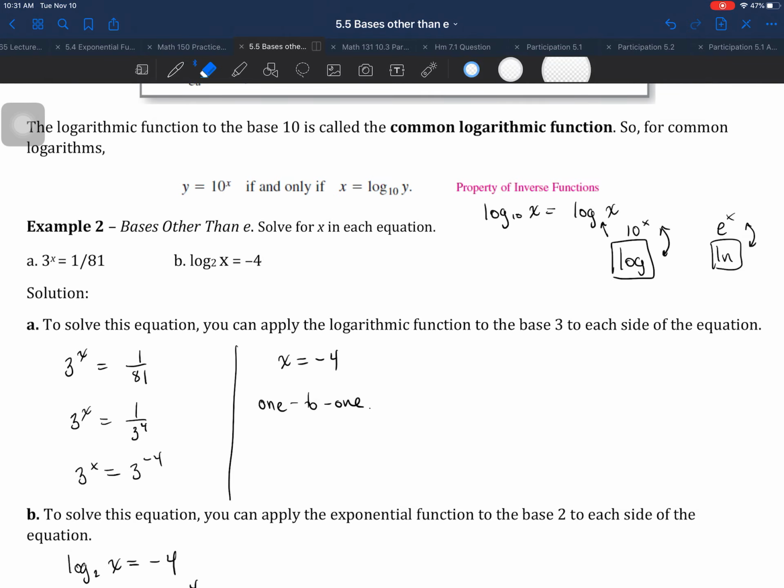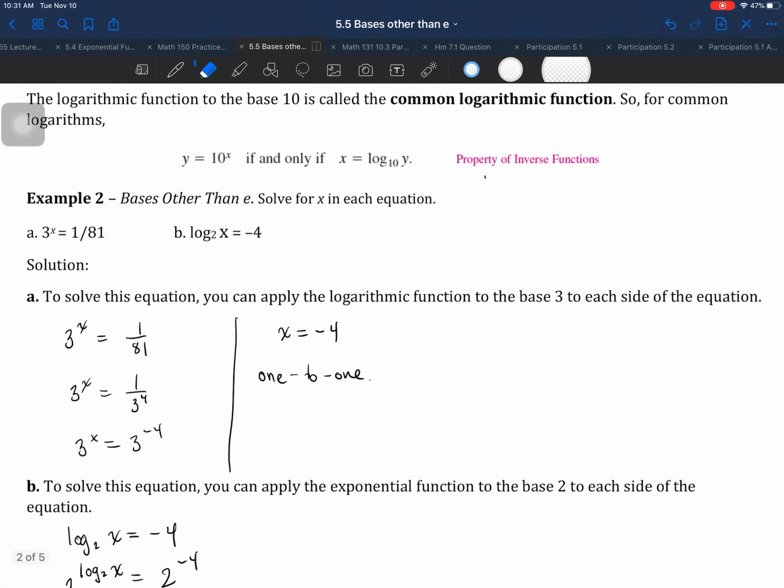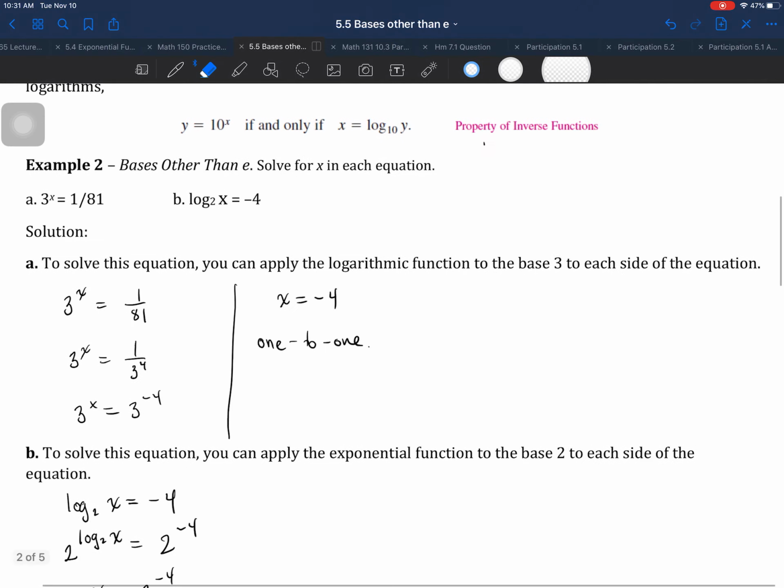Okay, all right. So now we're going to go ahead and use example 2 to solve some of these equations and use some of these properties. So let's solve the first one. We have 3 to the x equals 1 over 81.